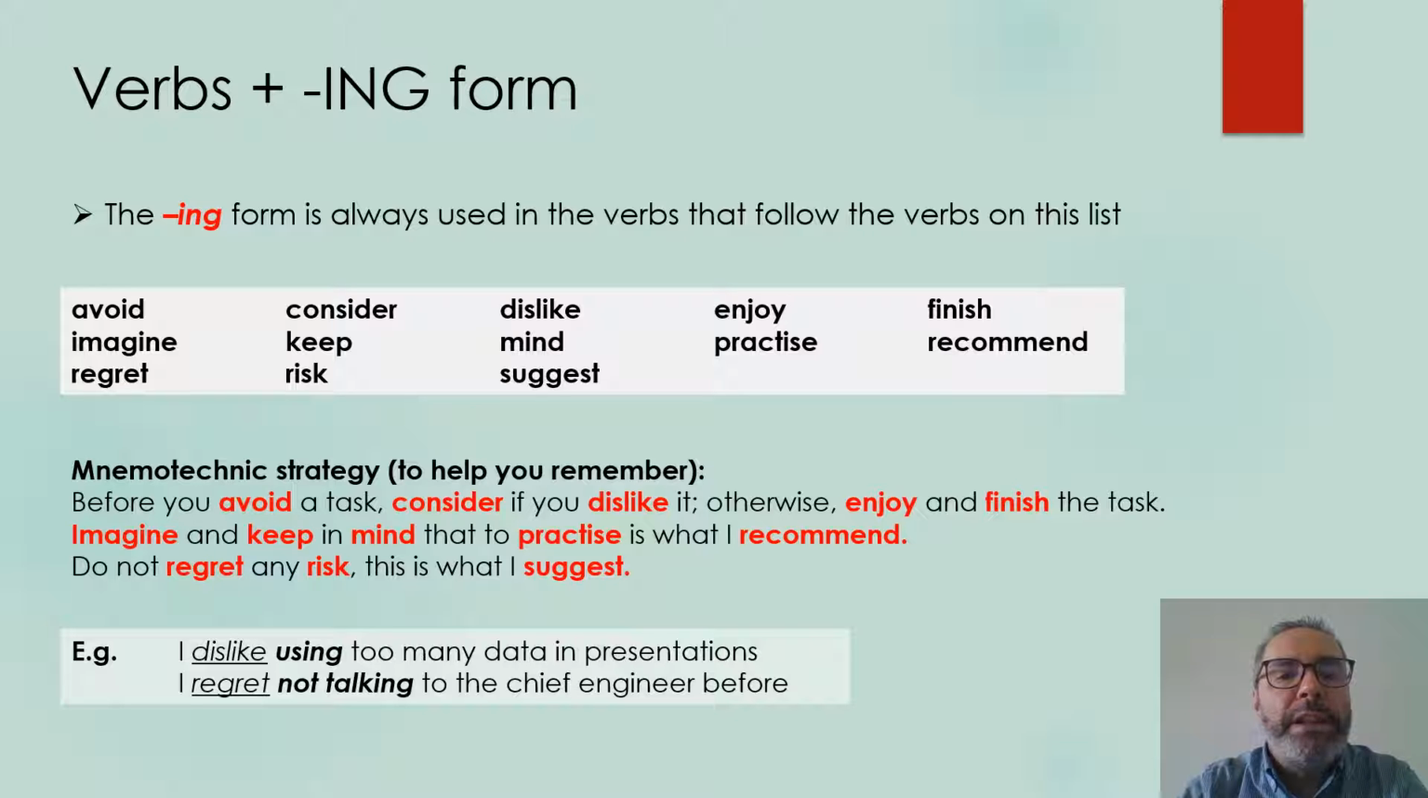Before you avoid a task, consider if you'll dislike it. Otherwise, enjoy and finish the task. Imagine and keep in mind that to practice is what I recommend, or do not regret any risk. That this is what I suggest. This sentence, or your personal sentence that you build with these verbs, can help you remember the list.